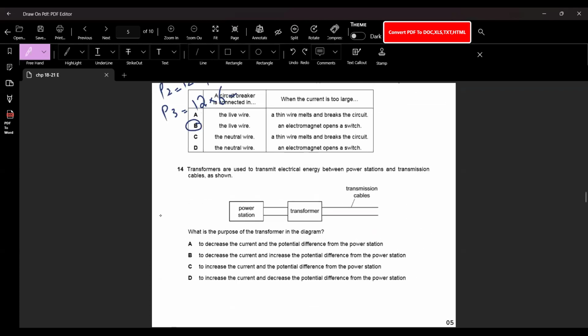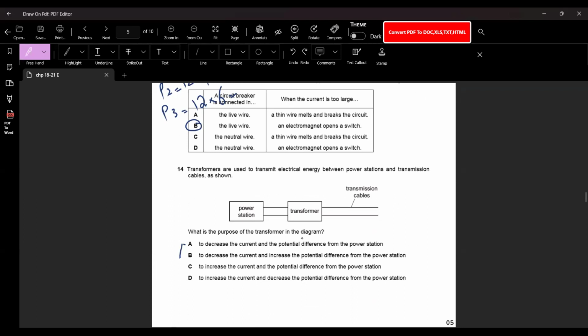Then the transformer. What is the purpose of the transformer in a diagram? Power transmission, from the power station. What does the transformer do? It steps up, it increases the voltage and decreases the current. So we just need to look for that option. That is only given in option number A and B. Let's read the whole thing.